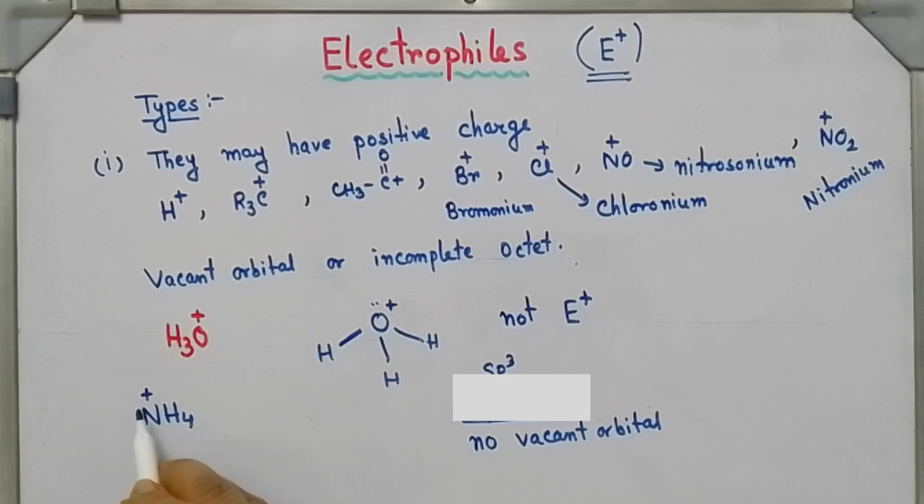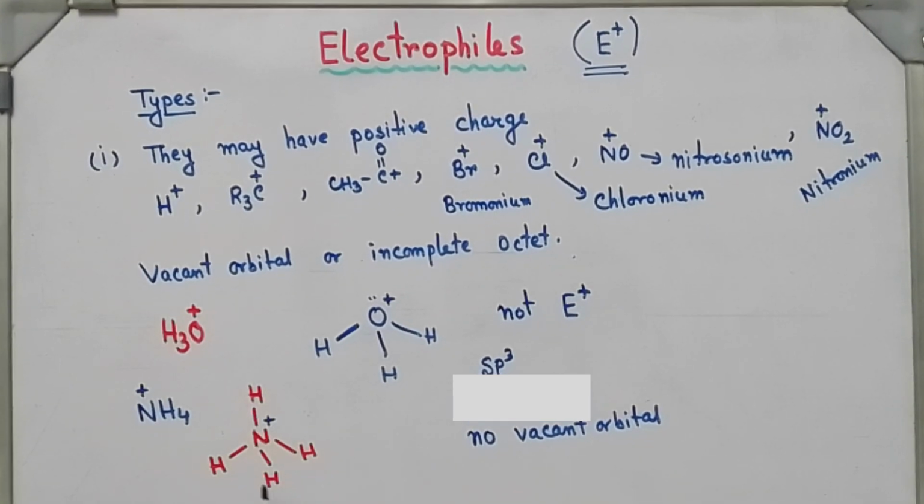Here also positive charge is there on nitrogen and it is not having any vacant orbital, and also octet is completed here on nitrogen. How many electrons are there? 1, 2, 3, 4, 5, 6, 7, 8. Total 8 electrons are there in valence shell. So here incomplete octet is not there. Octet is completed. And here there is no vacant orbital because nitrogen, oxygen all are period 2 elements. There is no d orbital. So that's why it is not an electrophile.